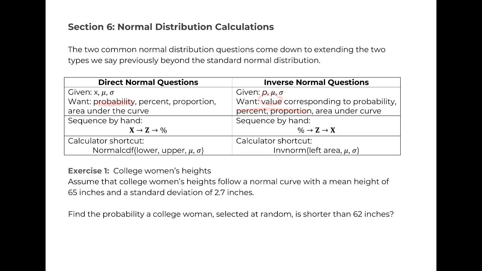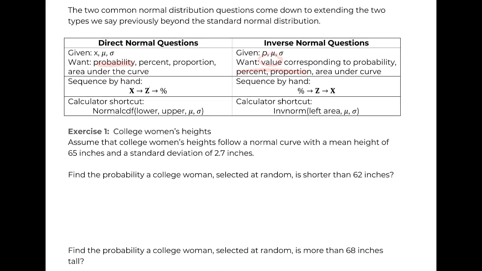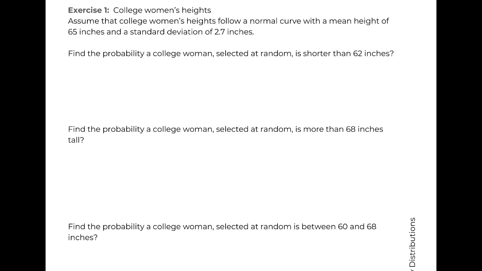If you do these by hand, both of these you will move through the z-scores that we saw in the previous sections. If you do them in the calculator, you can basically avoid z-scores by just putting in the appropriate mean and standard deviation. So up to you which one of these you handle. I will do the first one both ways, and then I will just use the calculator shortcuts from there on out. So our first exercise, college women's heights.